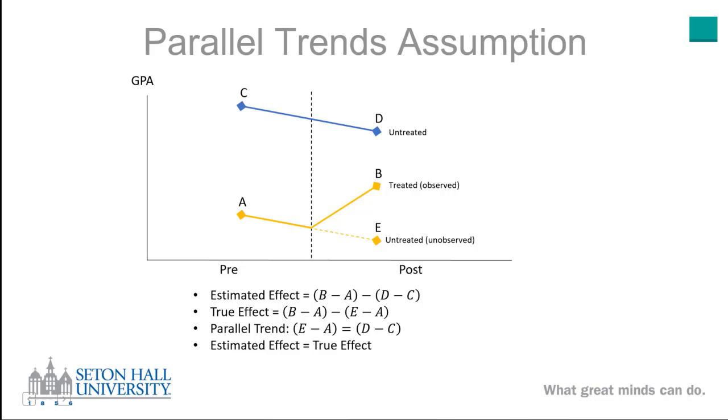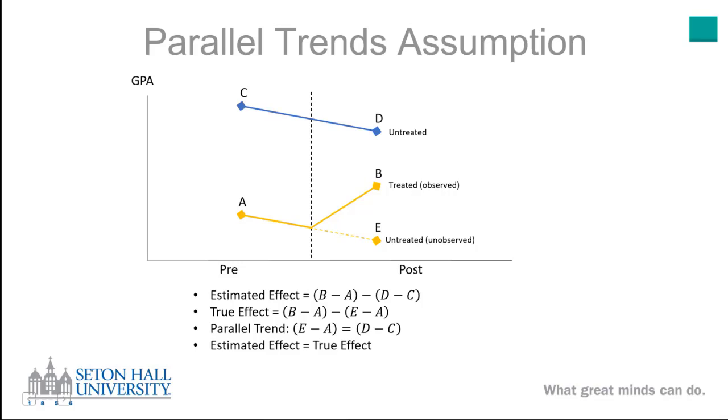The school at the top has higher GPAs overall, but let's assume that the trends are the same. So changes in GPA at the first school always mirror changes in GPA at the second, just at different levels. If at the top school the average GPA was 4.0 and it dropped to 3.8, at the second school the average GPA might be 3.0 and it would drop to 2.8.